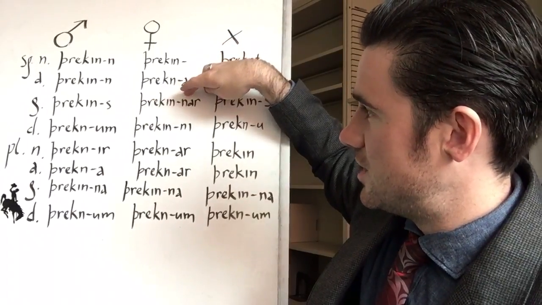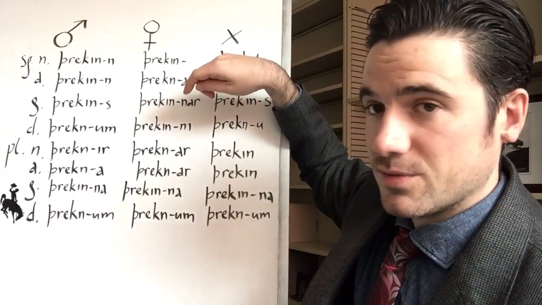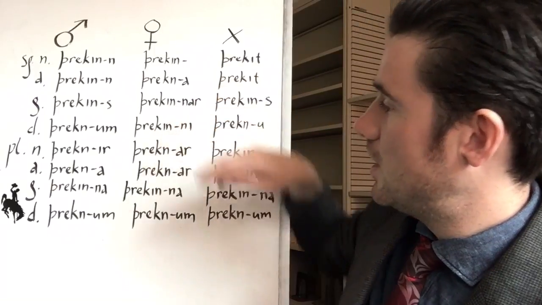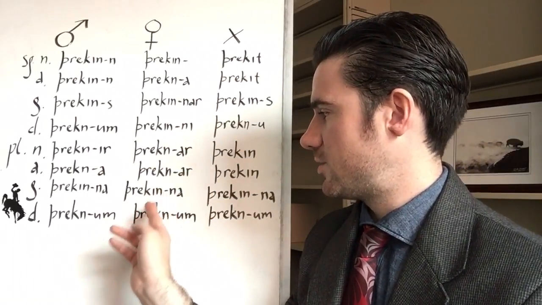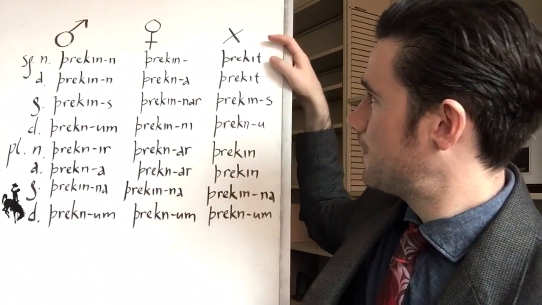And notice that this ending normally starts with an R, but that R assimilates to the N in contact with the N at the end of the root. Same thing here, þrekinni, not þrekinri. And then here, þrekna, þreknar, exactly what we'd expect. And then þrekina, þreknum, just like the masculine genitive and dative plural.